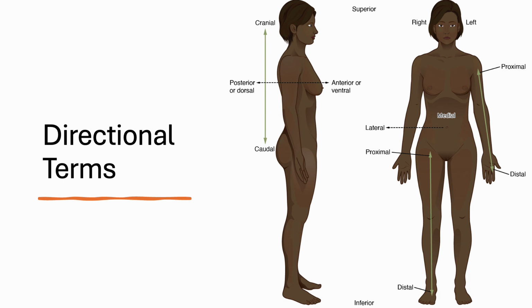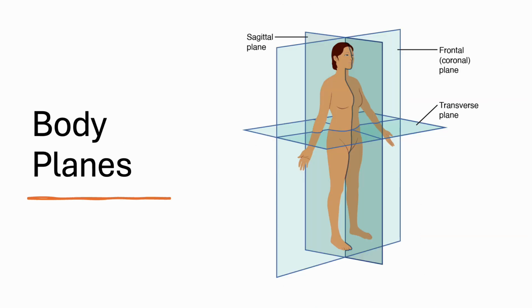And proximal, distal, medial, lateral, and body planes, which is sagittal, which is cutting it sideways, so each side is cut. And then frontal, which is front to back. And transversal is right through the middle, flat through the middle.